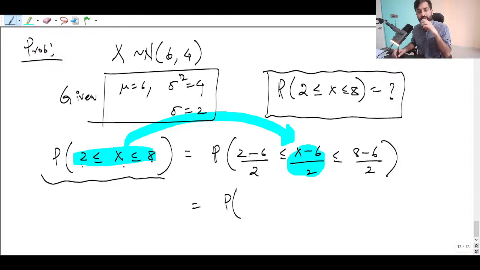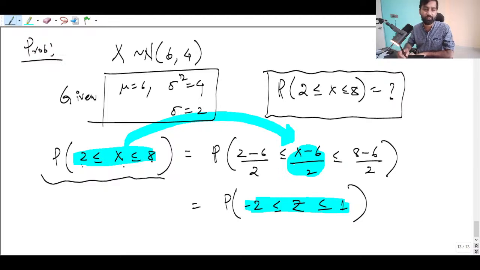If you solve this, 2 minus 6 by 2, how much will it come to? Minus 4 by 2, that is minus 2. And this is Z. And this comes to 1, I think. So this is nothing but a standard normal, and you can now refer to the standard normal table. So this is going to be phi of 1 minus phi of minus 2.